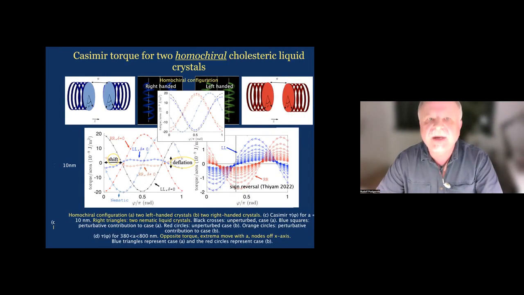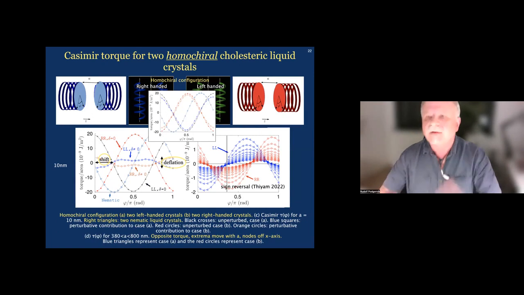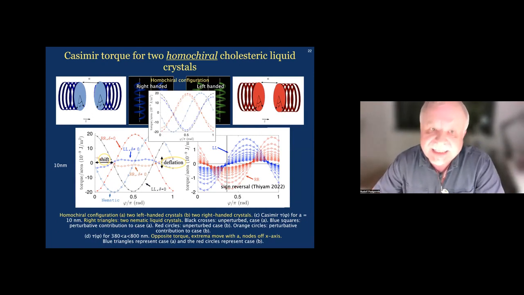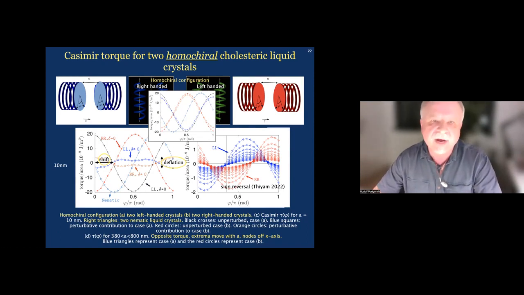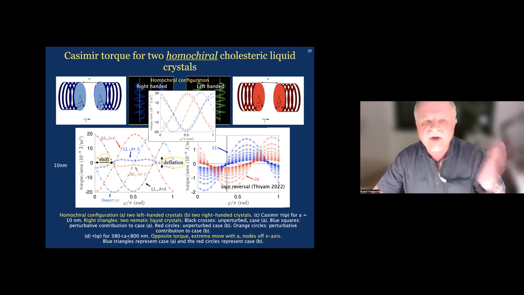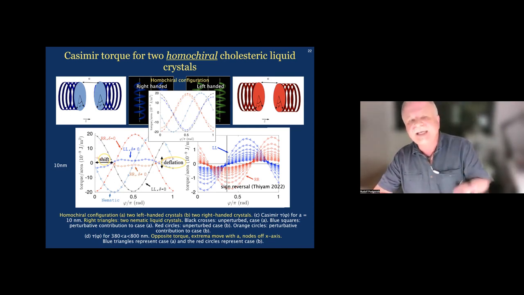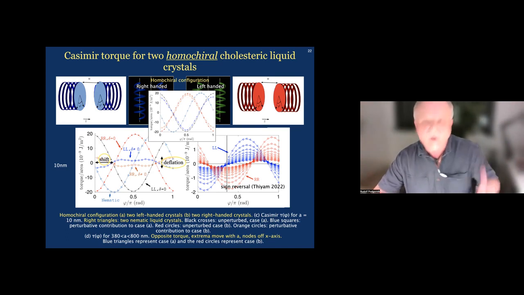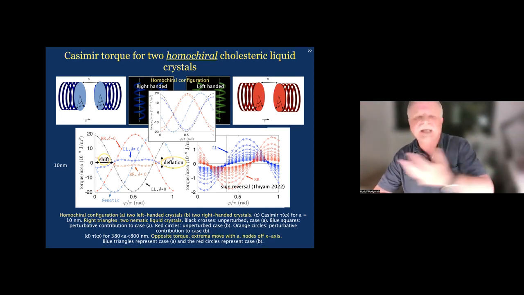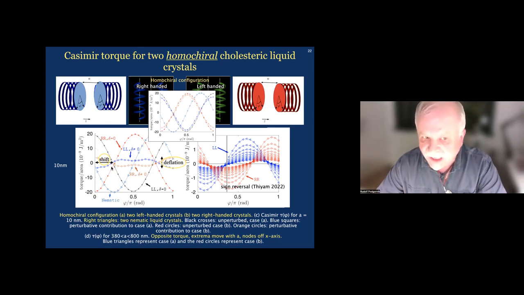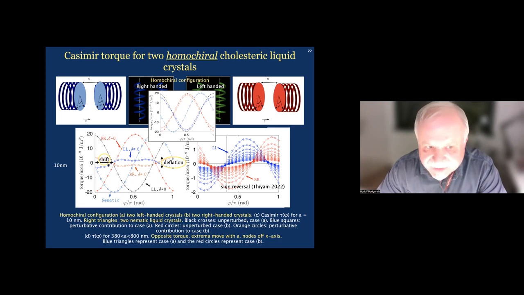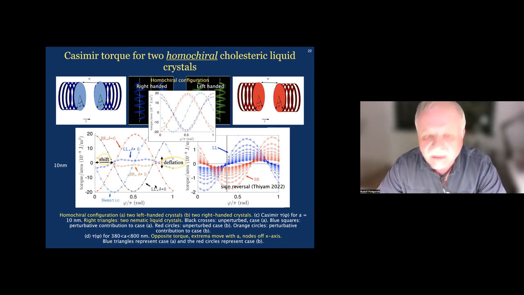Now, let's talk about two cholesteric liquid crystals right next to one another. Of course, in this case, you can have a homochiral configuration and a heterochiral configuration. Homochiral means right-handed cholesteric is facing a right-handed cholesteric, or left-handed facing left-handed. It turns out that the torques are similar, but are again shifted by some angle in the angular direction.